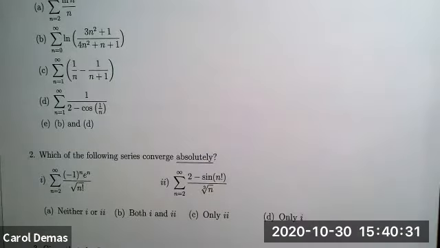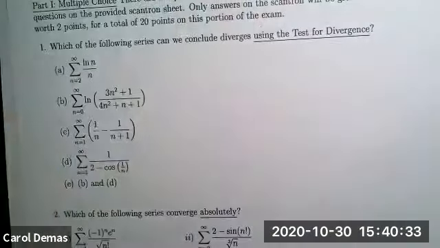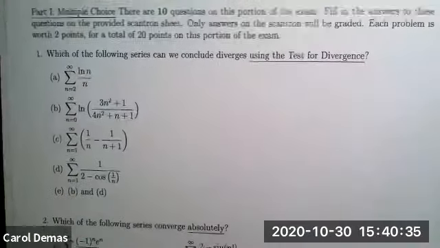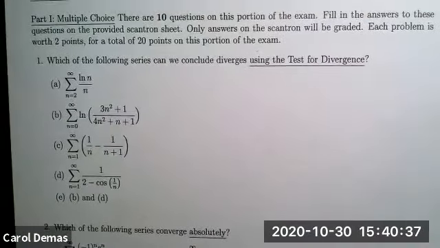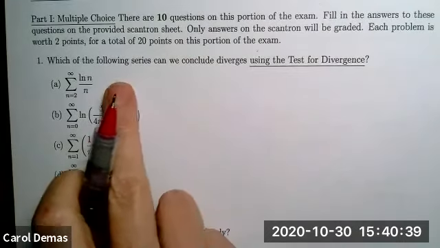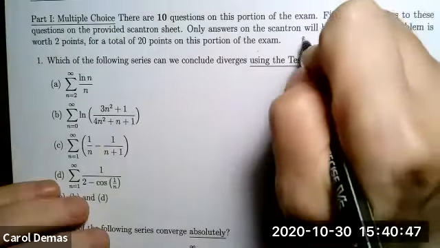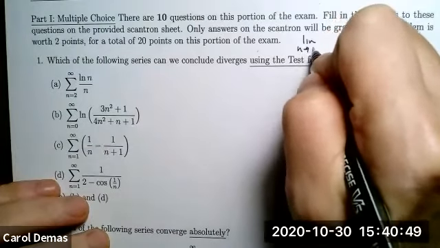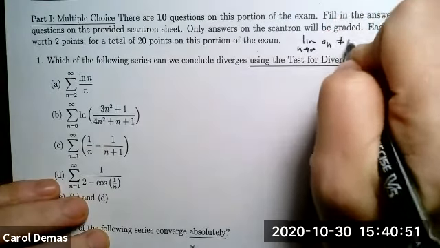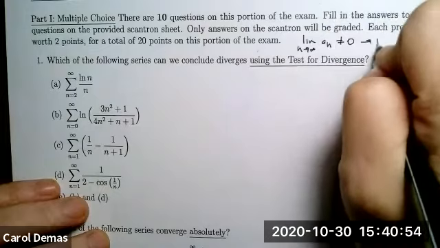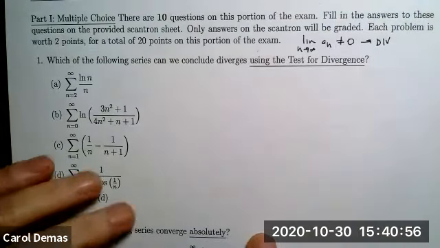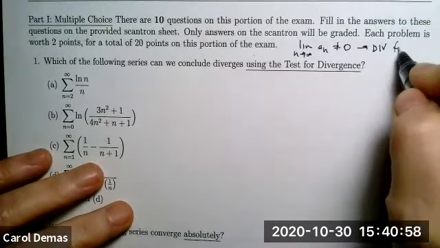All right, we're down to the first page. And we do have a problem for an integral test. Yay, we have time for an integral test. Okay, which of these will diverge using the test for divergence? That means what we're looking for is the limit as n goes to infinity of a sub n is not equal to 0. That's what tells us divergence for the test for divergence.